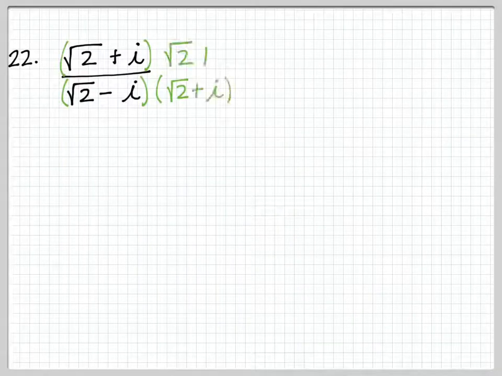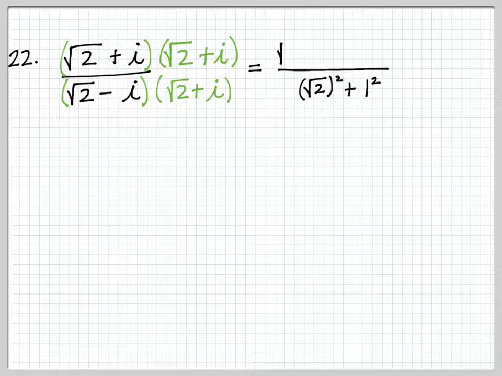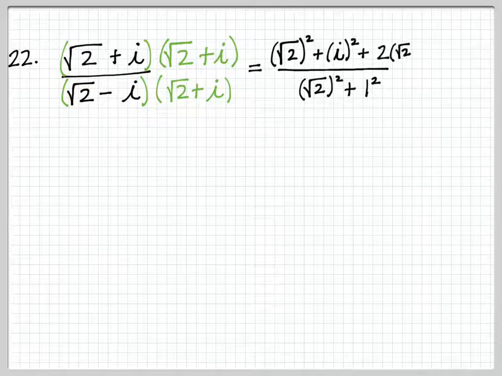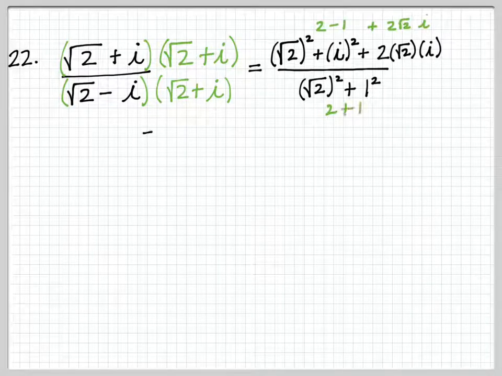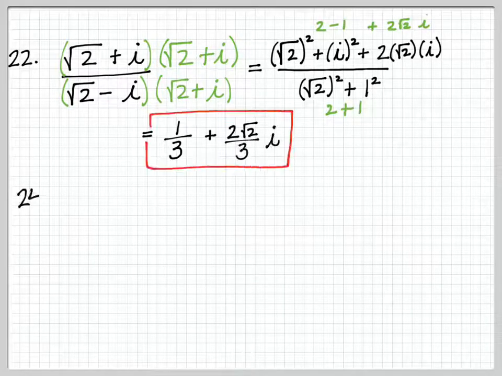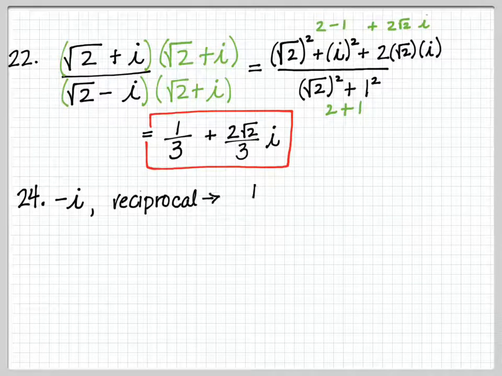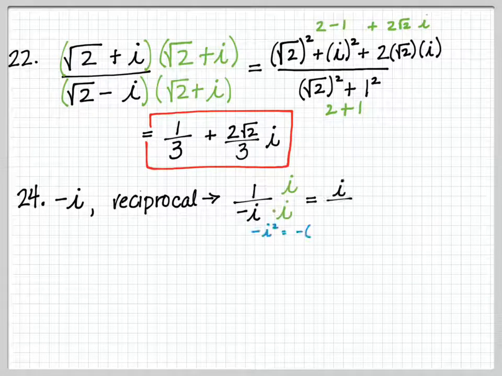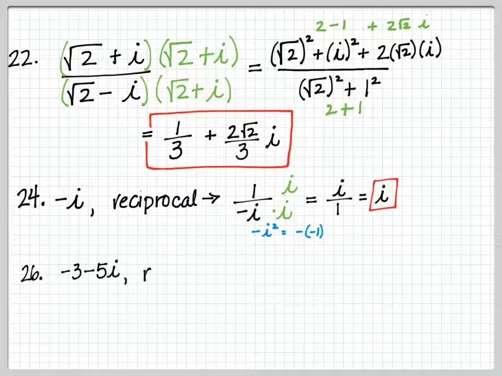In number 22, you're doing the same idea here. You're going to eliminate the radical in the denominator, the i, which is a radical, by multiplying by its conjugate and then simplifying. In number 24, the reciprocal of -i is 1 over -i.